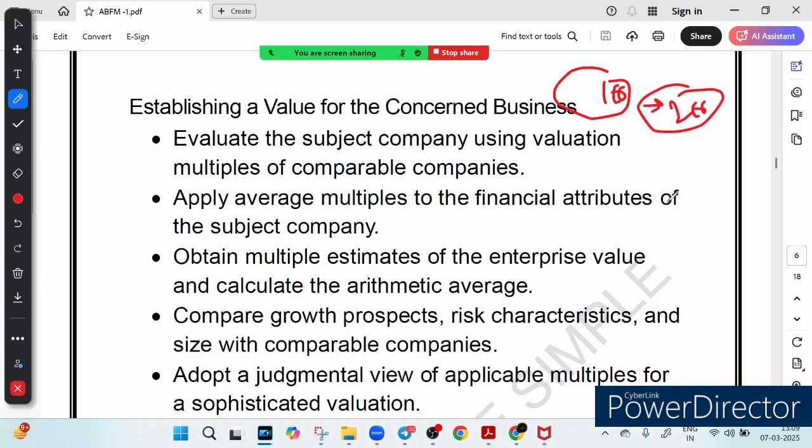Now let's look at some illustrations in your book. So friends, hopefully the theory portion is clear. How do we put a price tag on our business? Again, our question remains the same. How to put a price tag on a business?